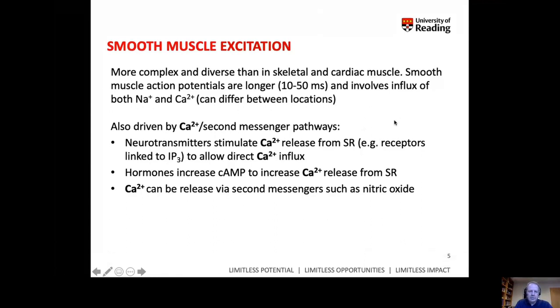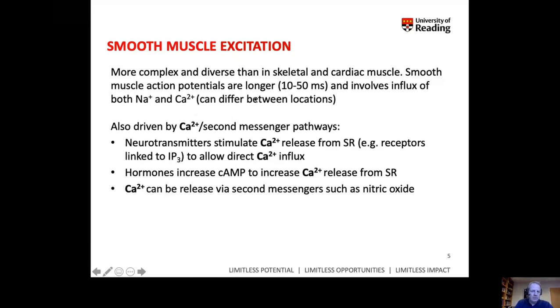Excitation, in terms of the neural input, is more complex and diverse. What we'll see is that there are a number of different types of action potentials that are used. They tend to be much less well defined than the very clear different phases that we showed you for the action potential in the cardiac system, for example. Action potentials can be longer, varying between 10 and 50 milliseconds, and it involves the influx of both sodium and calcium. Again, this can differ between locations.